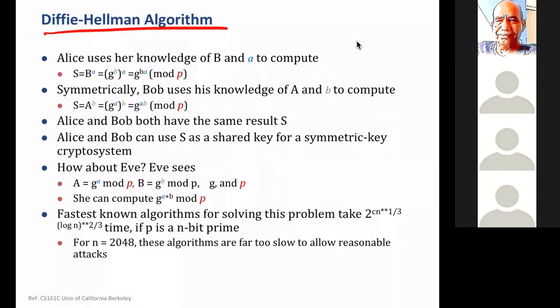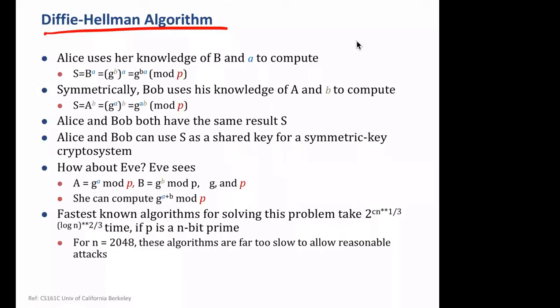So Alice now uses her knowledge of B, which is the public key of Bob, and A, her own private key, to come out with the shared secret S, which is G raised to the power BA mod P. Similarly, Bob uses knowledge of A, which is Alice's public key, and his own private key, to come out with G raised to the power AB, which is the same as here.